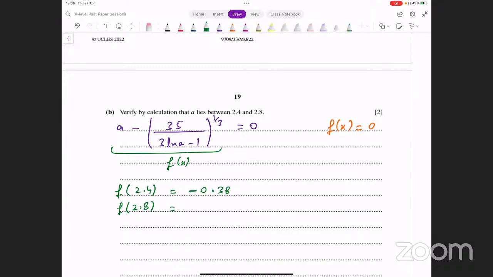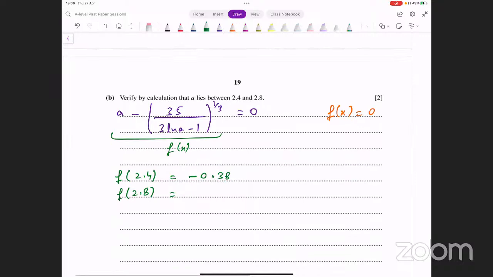Okay, let's input 2.8 and see what comes. Replace 2.4 with 2.8. And that is giving me 0.24. That's plus 0.24. Now one value is negative, the other is positive.